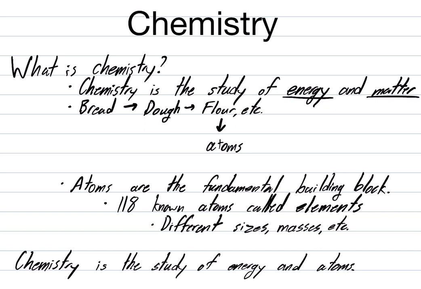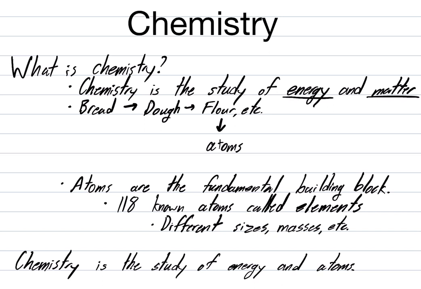Now you might be asking yourself, what are the ingredients of chemistry? What are the fundamental building blocks that make up everything else? And we can go back to our baking analogy and see that if we break bread down into dough, and dough into flour, and sugar, and salt, and so forth, and if we continue to break down that bread into the smallest of pieces at the microscopic level, we arrive at what we call atoms.